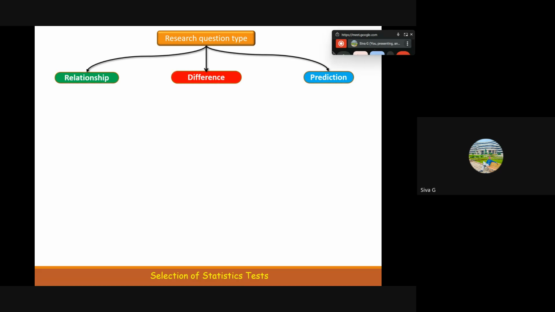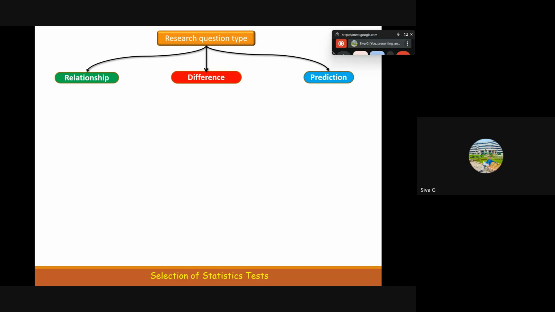Generally, for any research, I have divided the questions into three types. What are the three types of questions you will get? Mainly, you will get the relationship. Either you want to find the relationship between the variables, or what is the difference between the developments. For example, let us say I have developed a new drug, and there is an existing drug, and I want to compare the effect, the advantage or the superiority of my drug over the existing one. That is the difference. So that is one research question.